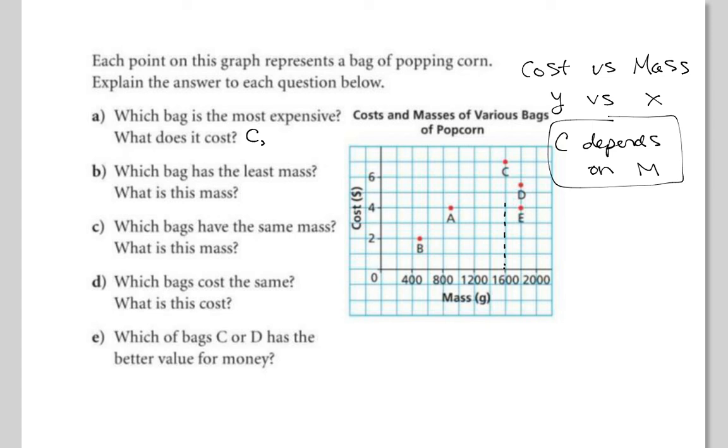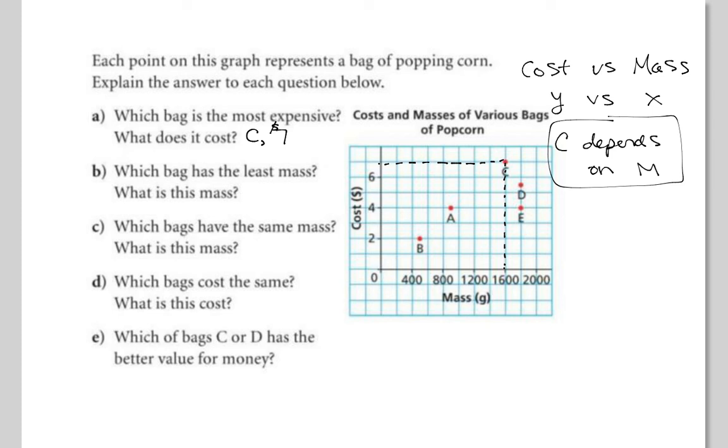You would have to go and find C horizontally and then find C vertically. And then also being able to read the scale is a huge skill. So like look vertically, in 2 ticks you get to 2. So each one's worth 1. 1, 2, 3, 4, 5, 6. This is $7. So $7. Which bag has the least mass?